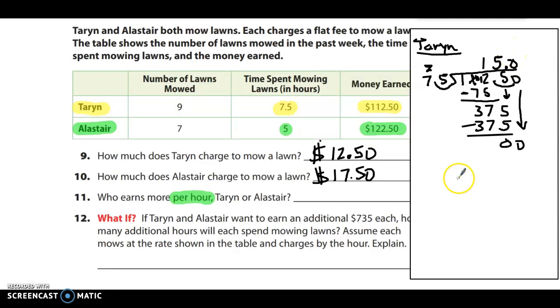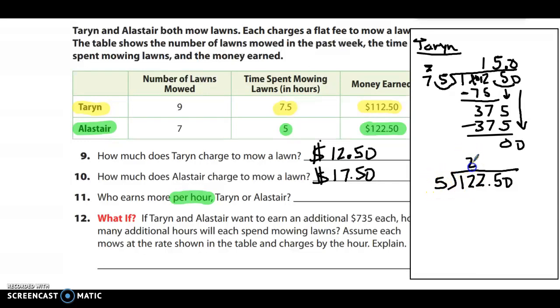Alistair made $122.50, which is more than Taryn, and he only worked 5 hours, which is less. So I just pointed out something really important. Alistair made more money and worked fewer hours. So what can we assume? Well, I'm going to go ahead and do the division anyway.